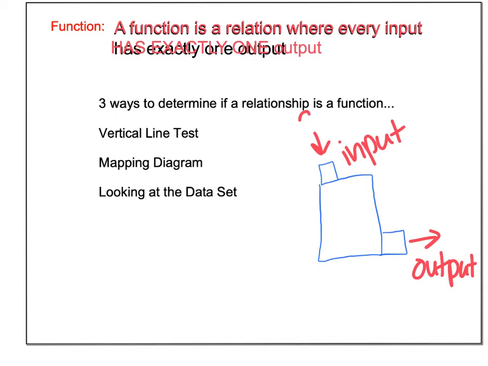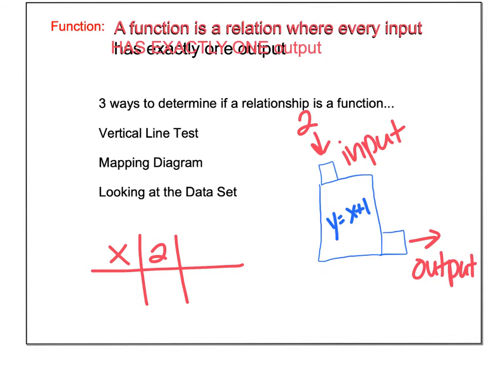If I put a 2 into my function machine, the function machine will use what's called a function rule, which is just a fancy equation. Let's say it's x plus 1. If I put a 2 into the machine, it will work on it, take your input value of 2 and add 1 to it, and out will come a 3.